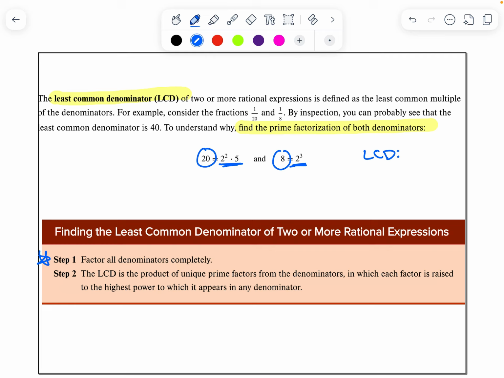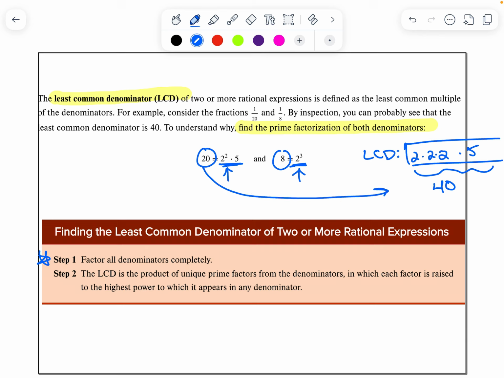Step 2 is to find all of the unique primes. We want a list of all of the unique primes. So for example, what would I need to have this? I would need a 2 and a 5. What am I lacking to have 2 to the third? I need another 2, right? So 2 times 2 times 2 times 5 is 40. Notice I can multiply 20 to get 40, and I can multiply 8 to get 40. And in fact, 40 is the least number that I can multiply both of them to get. It's the smallest number that both of them will multiply to get, the least common multiple.